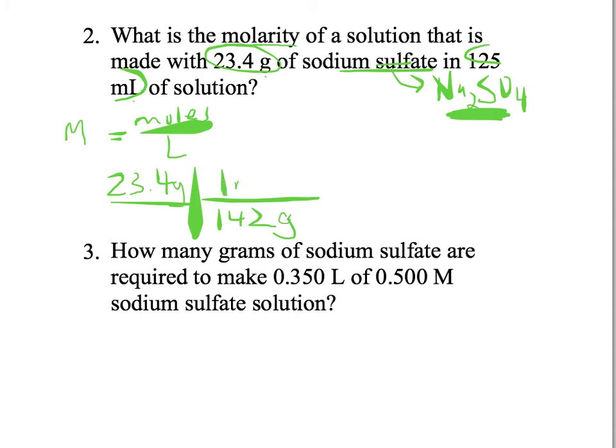Grams per 1 mole. Cancel out the units, so this means I get 0.1647-ish moles of Na2SO4.